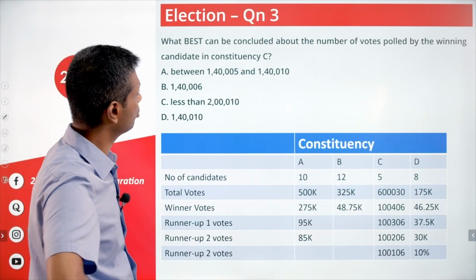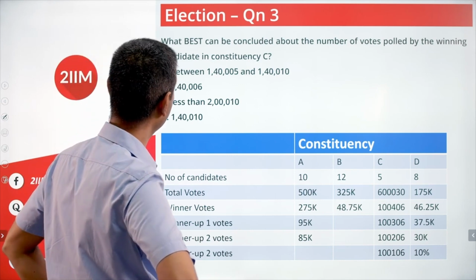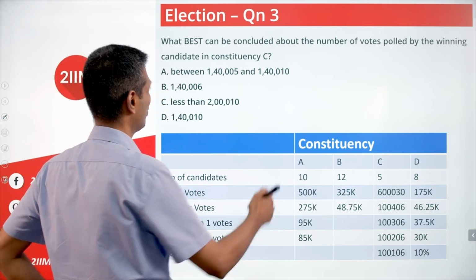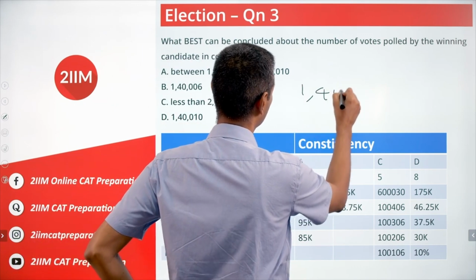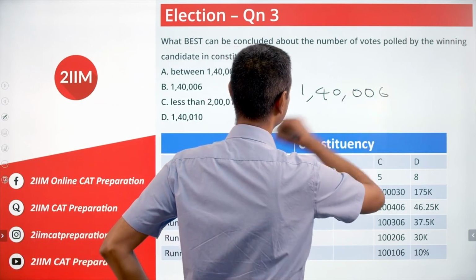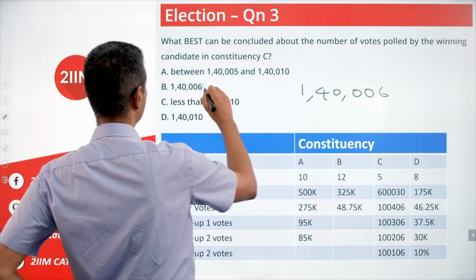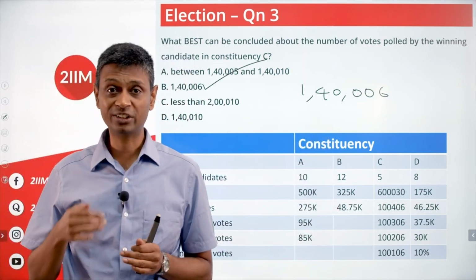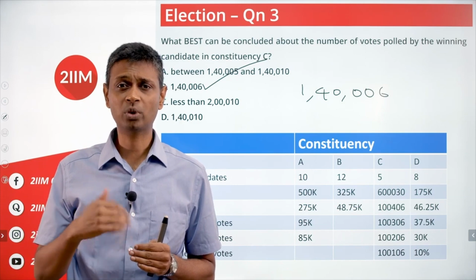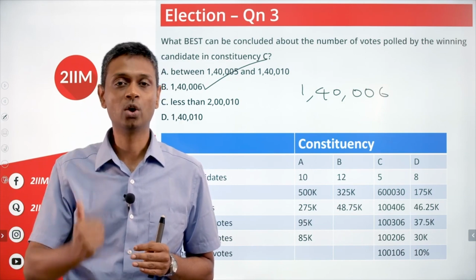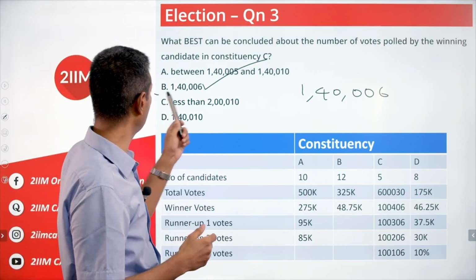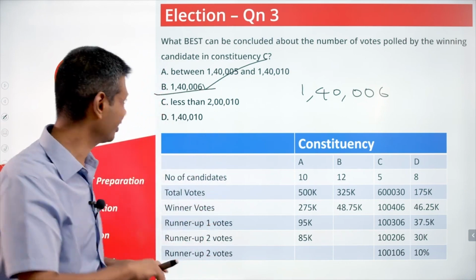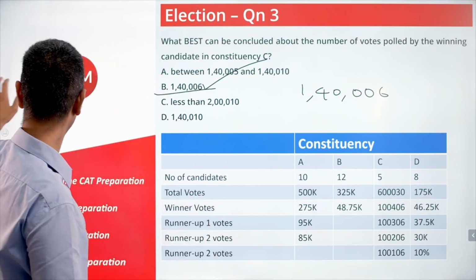What best can be concluded about the number of votes polled by the winning candidate in the constituency? So this is 1,40,006. The exact answer. We've done this iteratively, brilliantly. The least candidate got 1,06,000. 1,10,006, 1,20,006, 1,30,006, 1,40,006. One beautiful, unique answer. Only one answer. 1,40,006.